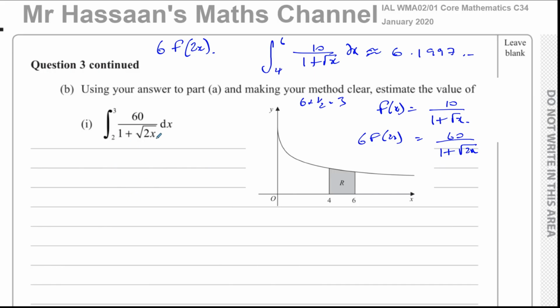more like trying to make this look like that, so we can say, okay, this is like having 3, 2, and you have 6 times 10 over 1 plus root x with respect to x. Now, see, this is between 2 and 3. This is between 2 and 3. So it's like 6 times the area of this graph between 3 and 2. Okay, so let's say that's 3.